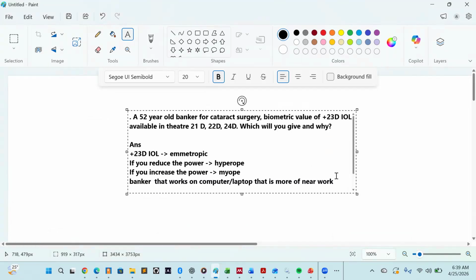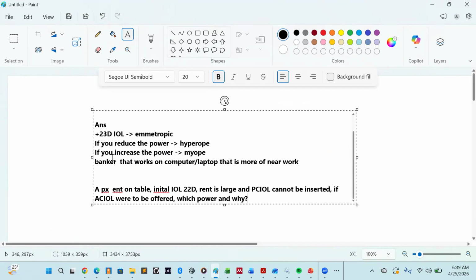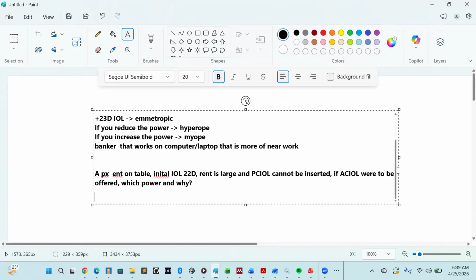The next question is the patient. I get a patient with a rent on the table, a PC rent. Initially, IOA and then the rent is large. You cannot insert a PC area. If PC area, what's the power now? This one to talk about is effectivity. All of them are very straightforward application questions. Once you understand optics, you just go it out.